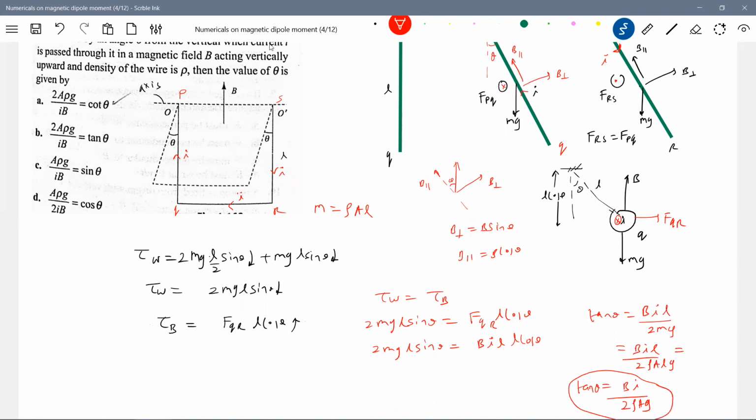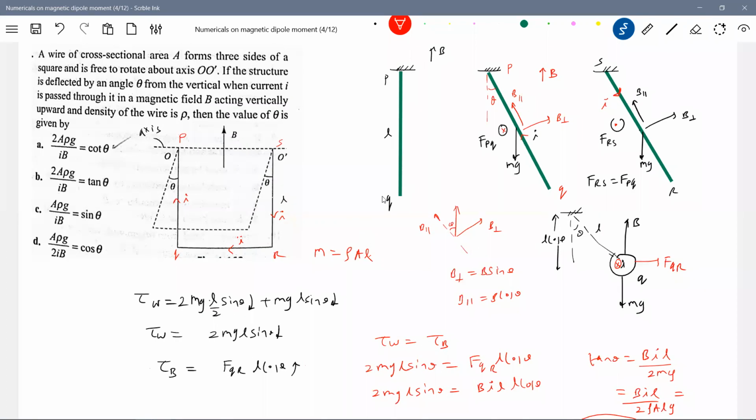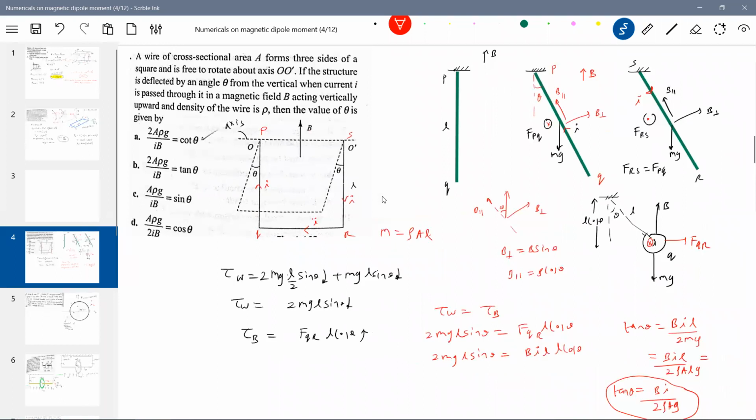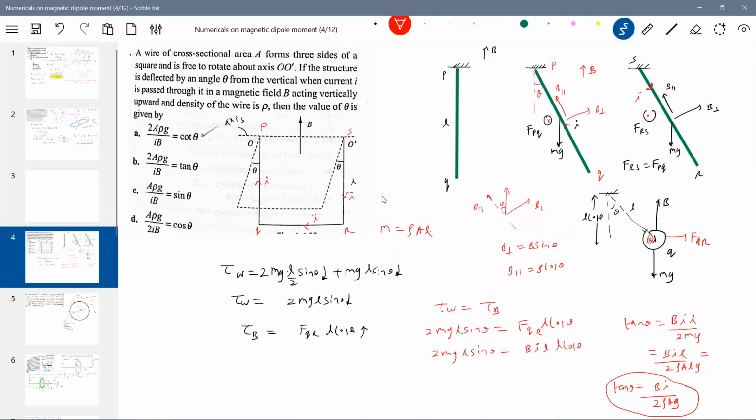Very good problem. Students really have to put in a lot of effort here. Okay, make an observation. The direction of current, we just assumed it. Afterward the net torque was non-zero, so I changed the direction of current.